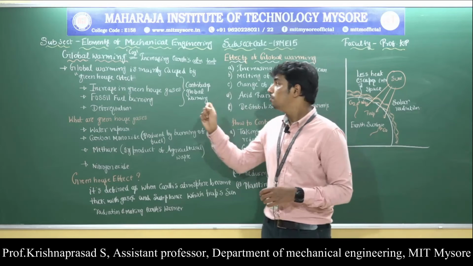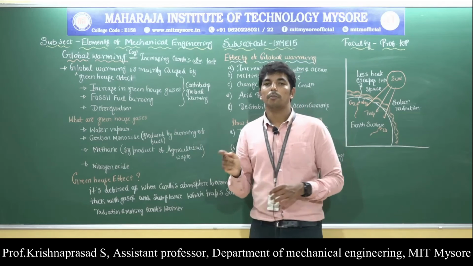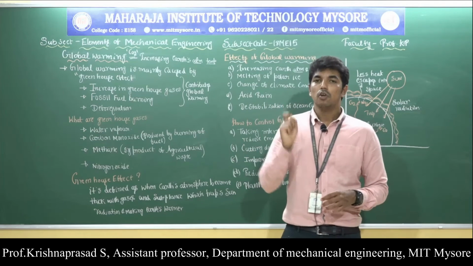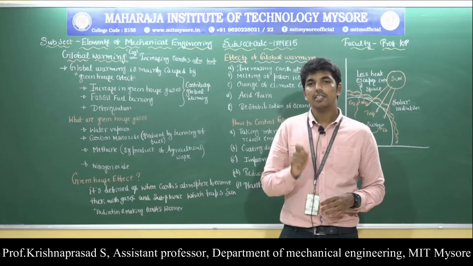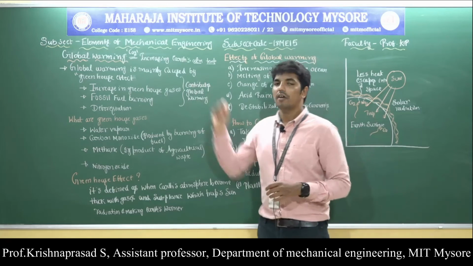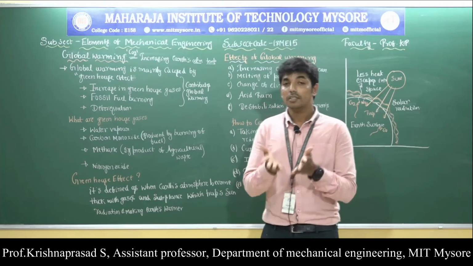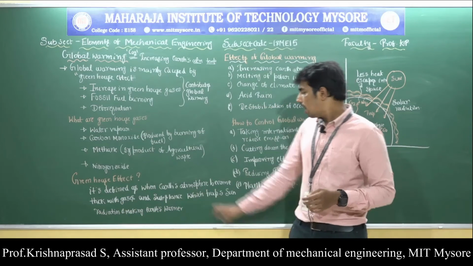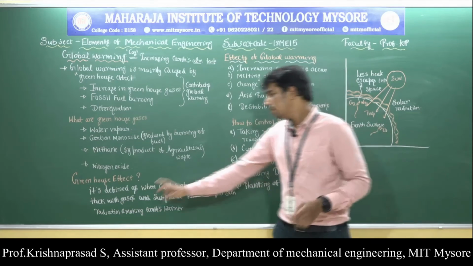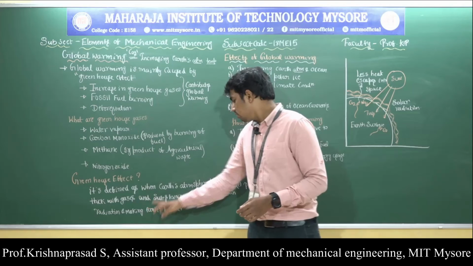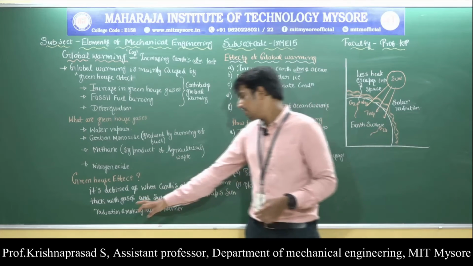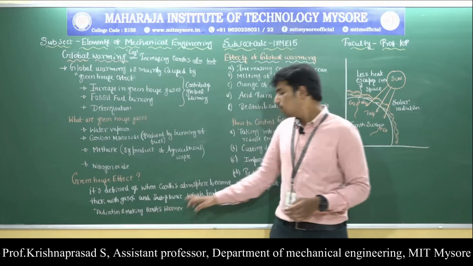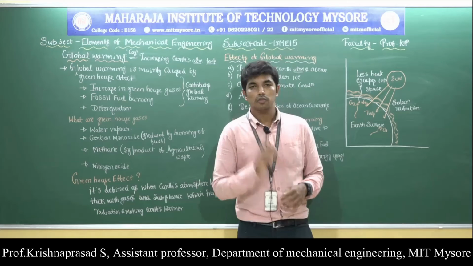So what are the main contributors to global warming, or why does global warming occur? Global warming is mainly caused by the greenhouse effect. First of all, what is meant by the greenhouse effect? The greenhouse effect is defined as when the Earth's atmosphere becomes thick with gases and substances which trap the sun's radiation, making the Earth warmer. This is called the greenhouse effect.